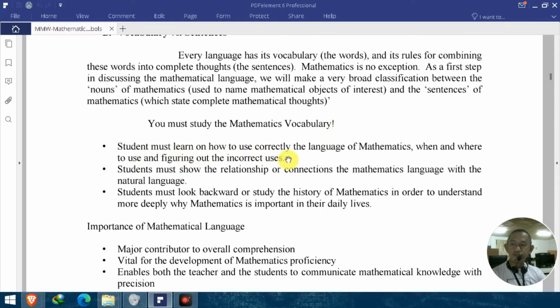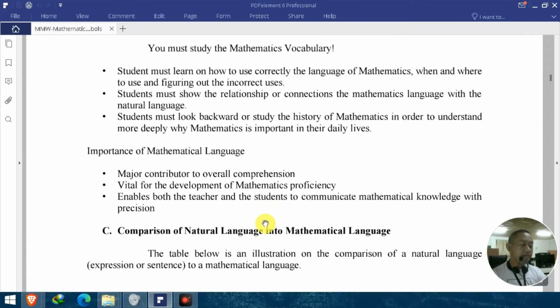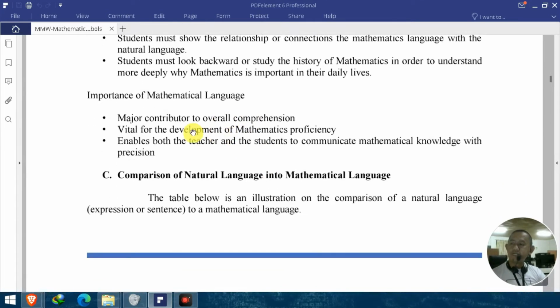So students must learn how to use correctly the language of mathematics, when and where to use it, and figure out the incorrect uses. So sometimes if you put the wrong arrangement of your symbols, mali na siya. Students must show the relationship and connections of the mathematics language with the natural language. So sometimes konektado sa meaning. Students must also study the history of mathematics in order to understand more deeply why mathematics is important in our daily lives.